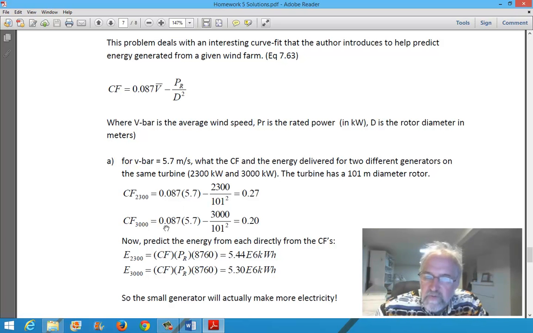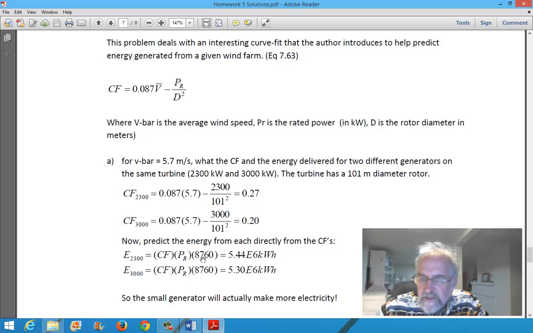And it's a two-step process. Find the capacity factors we could expect from the two turbines, and how much energy they'd produce. Not surprisingly, the bigger generator had a smaller capacity factor. Same amount of energy is available to the two turbines, but since this has a bigger denominator, if you think of how a capacity factor is calculated, you'd expect it to be lower.